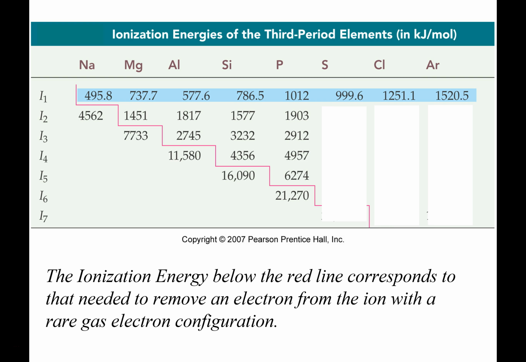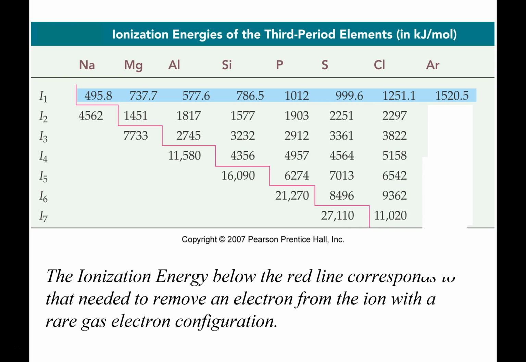Notice to kick off the phosphorus first electron, it takes 1012 kilojoules per mole of electrons kicked off. Okay. Sulfur, chlorine, and then argon. Oh my goodness. It can be done though. I look at data like this and sometimes I'm like, who does that? Who goes to a lab and strips off electrons and measures the energy?